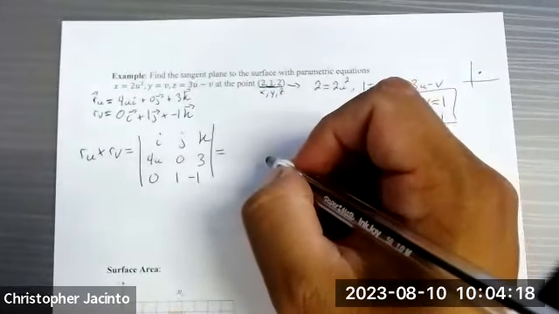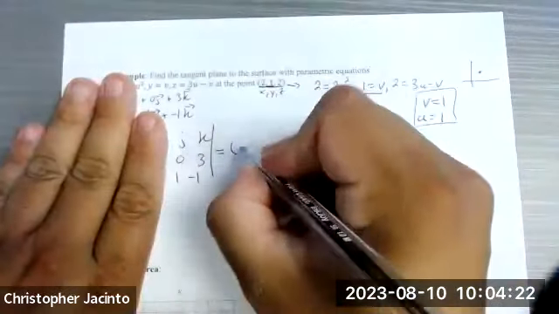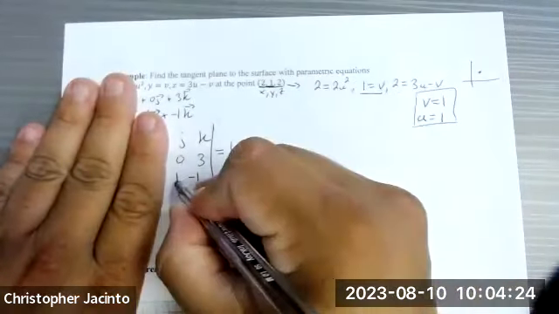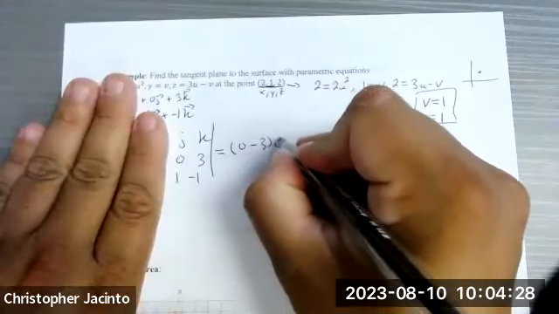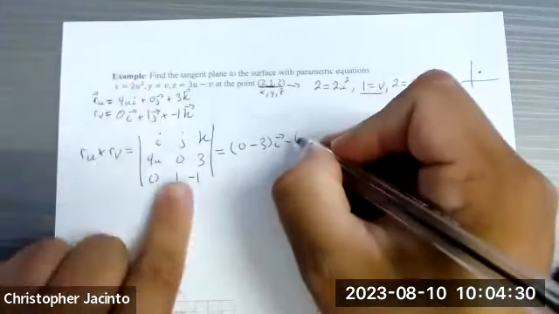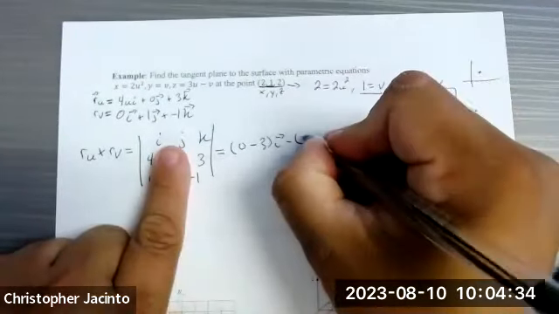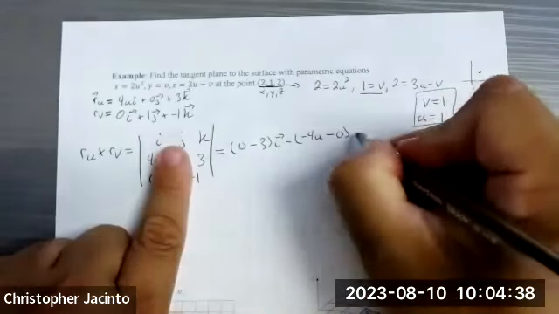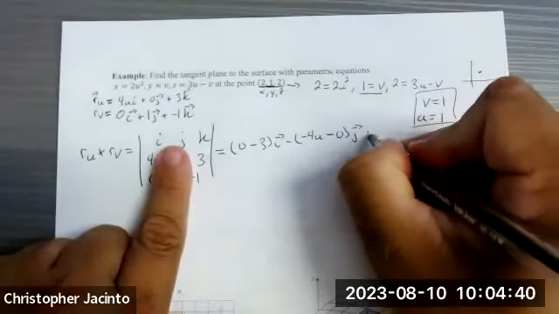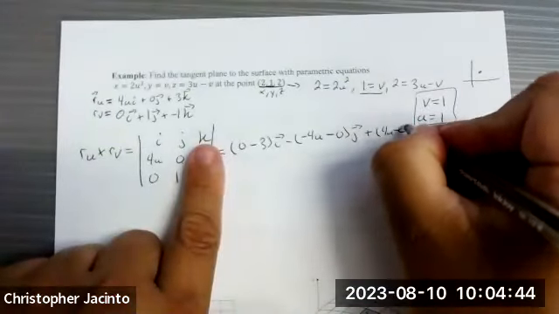All right, so this cross product is going to be, if I do it this way, 0 minus -1 is 0. 1 times 3 is 3. j, 4u times -1 is -4u. Minus 3 times 0 is 0. And then finally, that's just going to be 4u minus 0k.